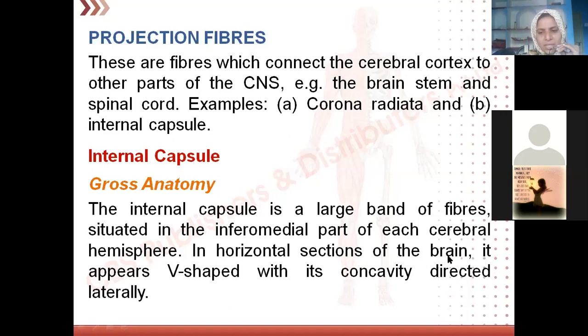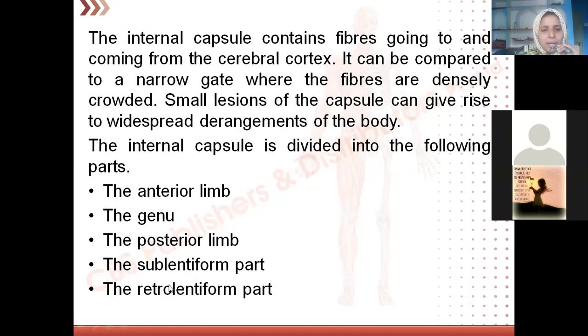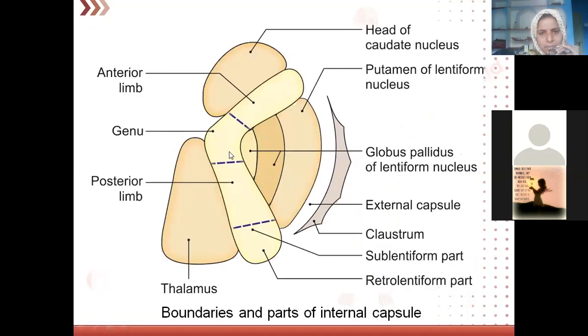In horizontal section of brain, it appears V-shaped with its concavity directed laterally. So that means this is V-shaped, and this is the concavity, which is directed laterally, and this is the convexity, which is directed close to the midline. I hope you understood the orientation.